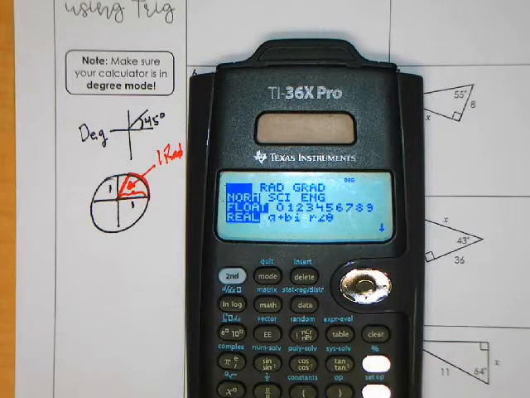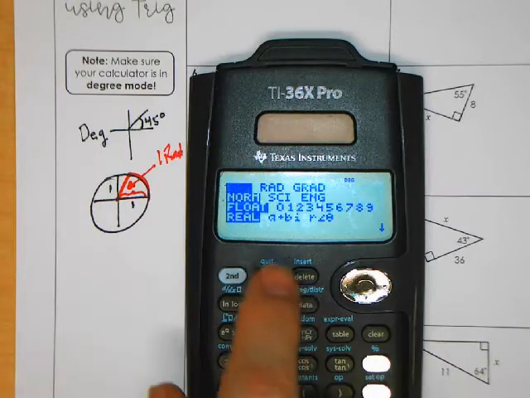When you do trigonometry again in pre-cal or calculus, then you will be working more in radians than you will in degrees. But for now, we want to be in degrees.